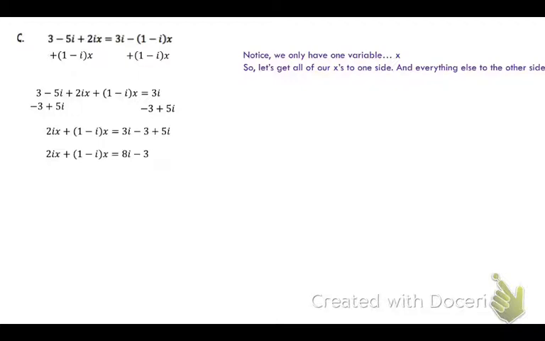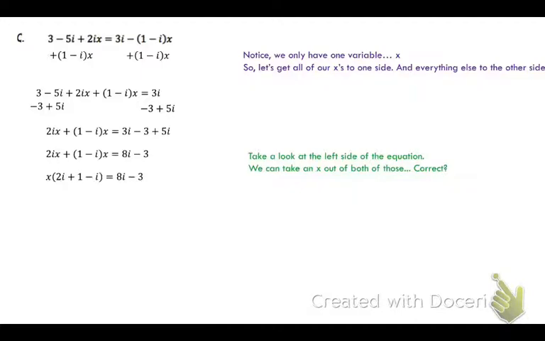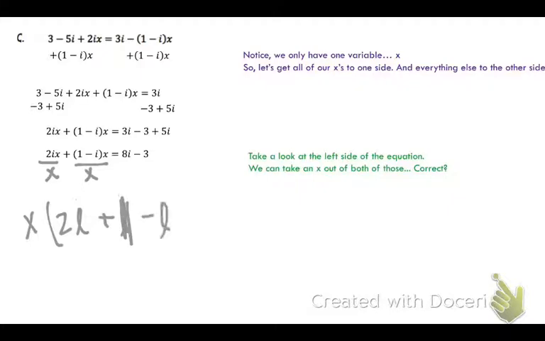Now if we look at the left side of this equation, we have x's in both of those terms, right? Which means I can factor out an x. And by factor out, let me go back. So when you factor that out, basically, this one can be divided by x. This one can be divided by x. So I'm just going to take that x out, and I'm left with 2i, plus 1 minus i.